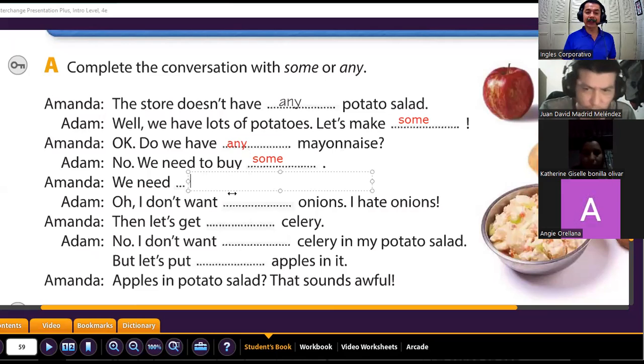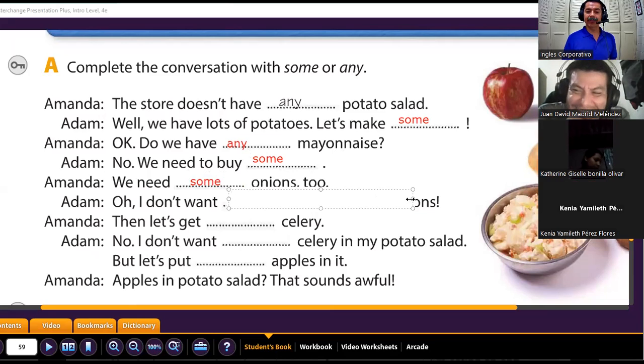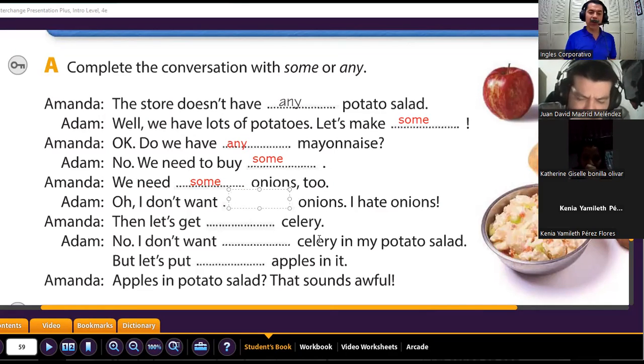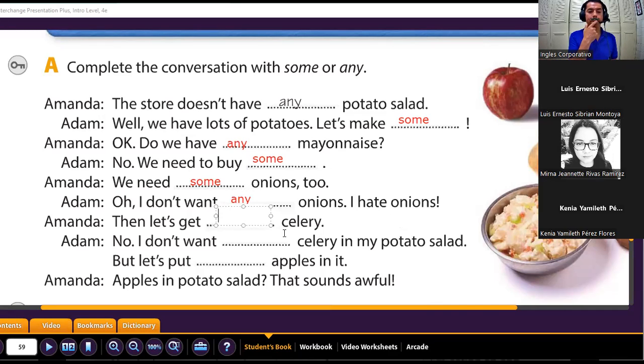And now, Kenya, please. We need some onions too. We need some onions, right? Es algo obligado en la lista de compra de Shrek. Okay. I don't want. Luis, I don't want what? Some or any onions? Any. Any, right? There we go. Then let's get Mirna. Some or any celery? Let's get some celery. Mirna, how do you say celery in Spanish? I don't know. Apio.